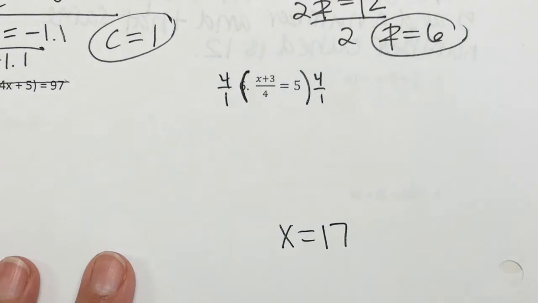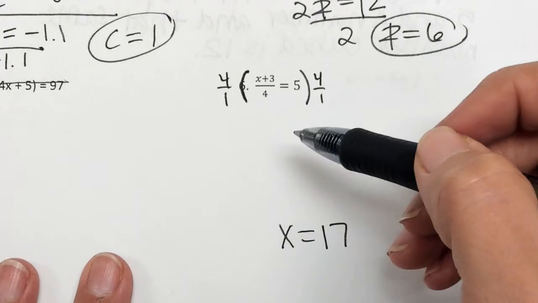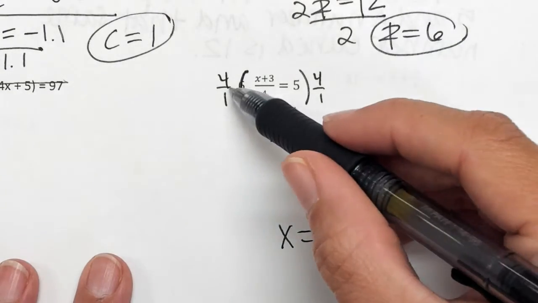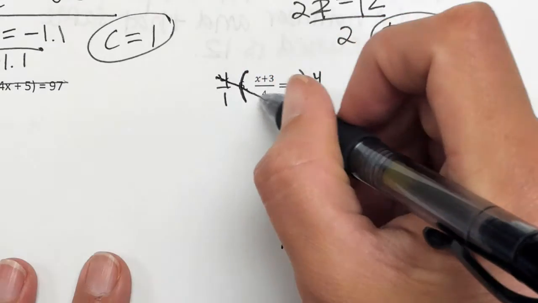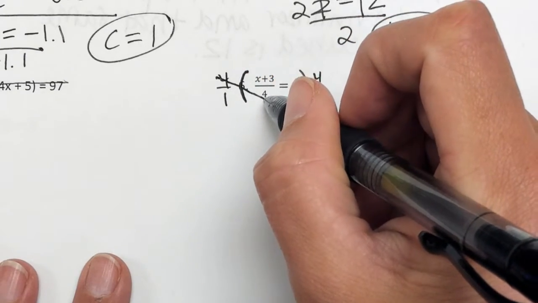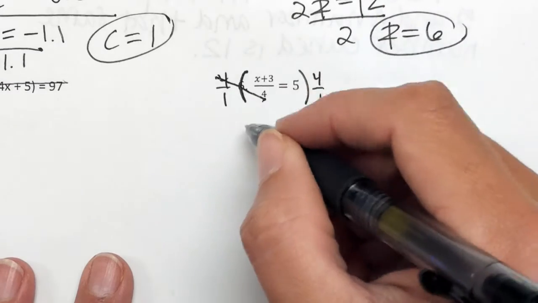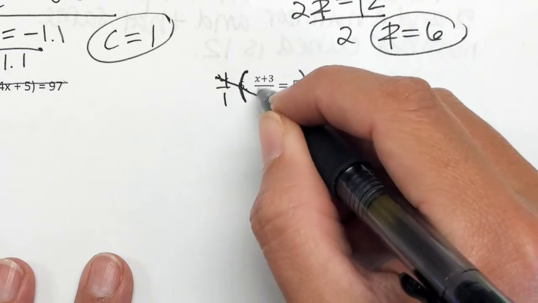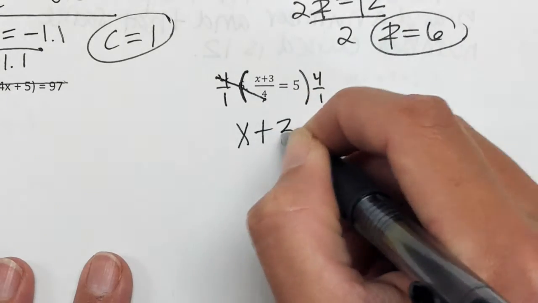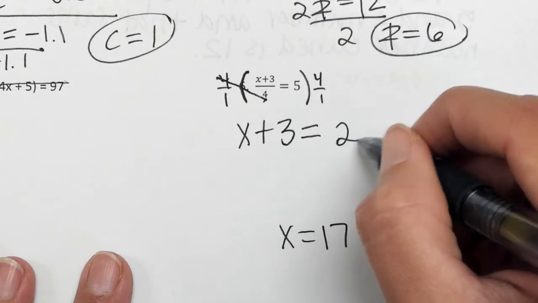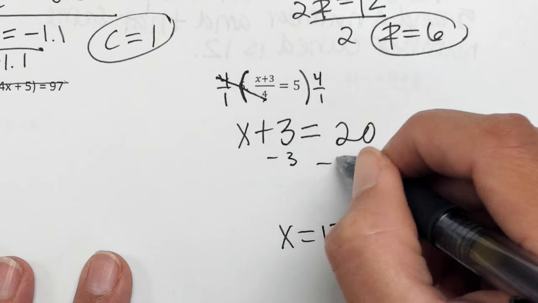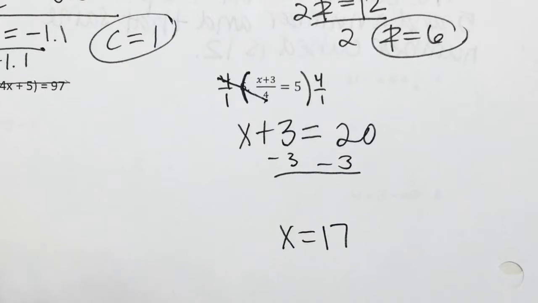Alright, Dalton. What happens to the 4s on this side? Good. 4 divided by 4, everybody, is what? Okay, thank you. So what's left over? Just x plus 3. Now on this side, it'd be what now? 20, because 5 times 4. And now we just do what? Everybody good with that one?